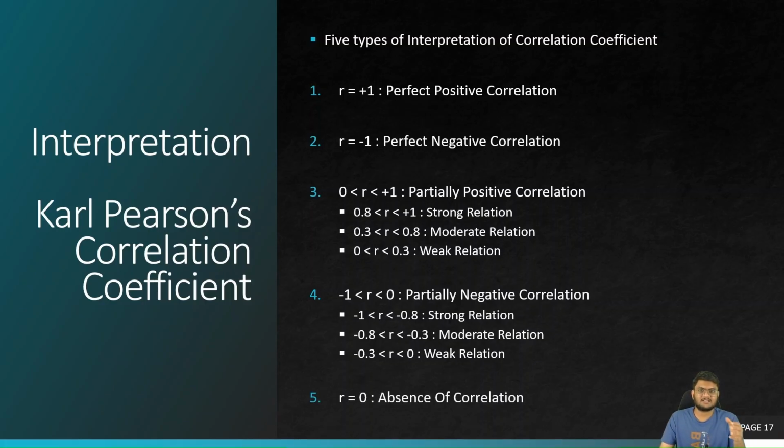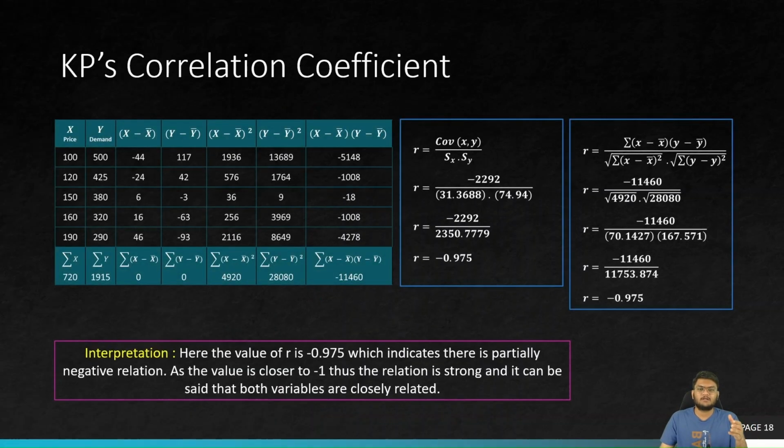And the last is R is equal to 0. This indicates the absence of relationship, meaning there is no relationship between two variables. For our example, the interpretation will be, here the value of R is minus 0.975, which indicates partially negative correlation. As the value of R is closer to minus 1, the relation is strong and it can be said that both the variables are closely related.